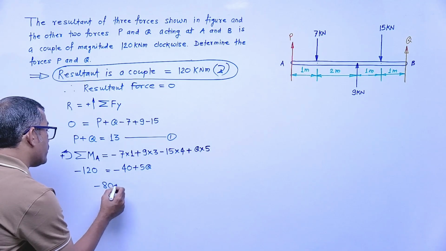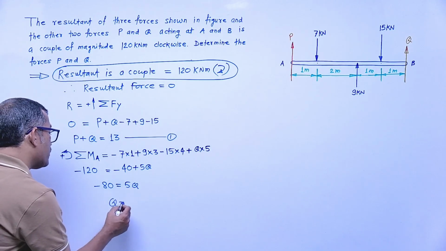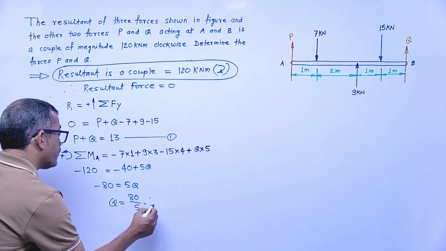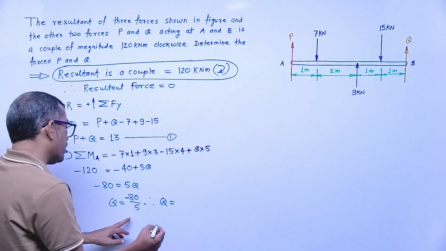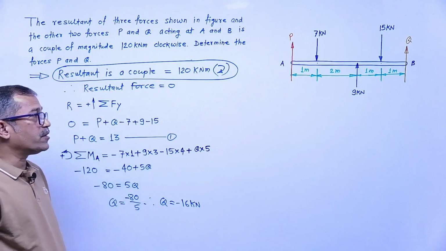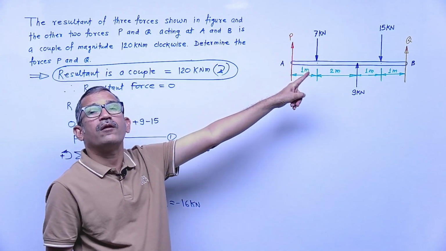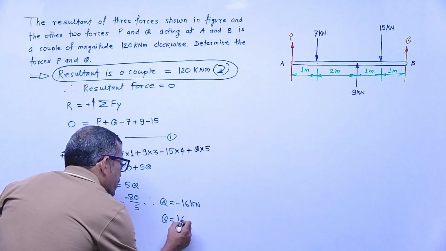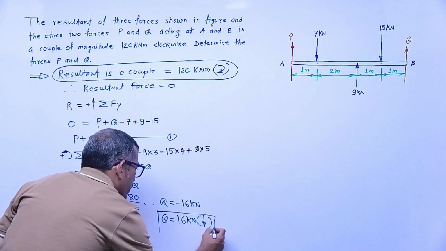Minus 80 is 5Q. Means Q is what? Answer negative, 80 divided by 5, minus, so Q comes out to be 16, na? Minus 16 kilonewton. Negative sign represents what? कि assumed direction of Q is wrong, right? Means correct direction: Q equals 16 kilonewton, direction downward. Assumption is wrong, right? A first answer.